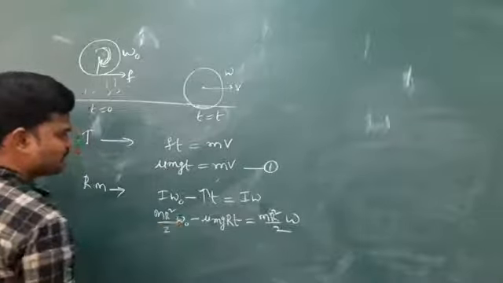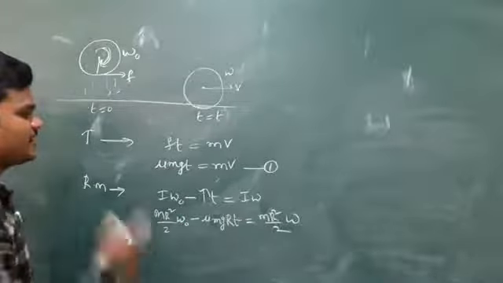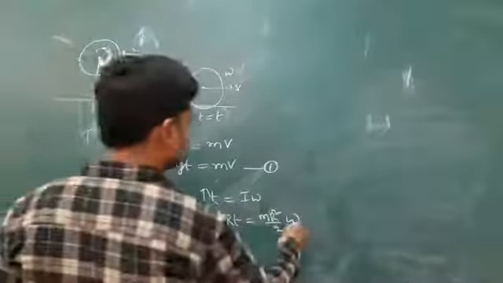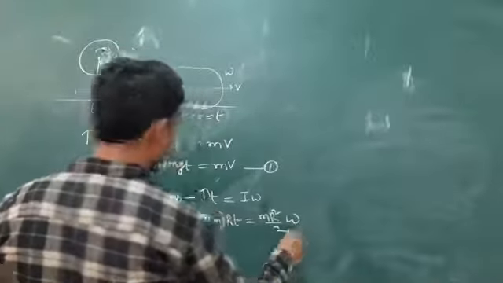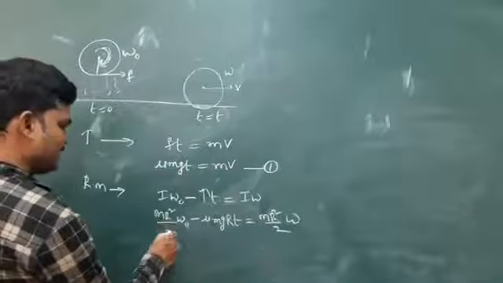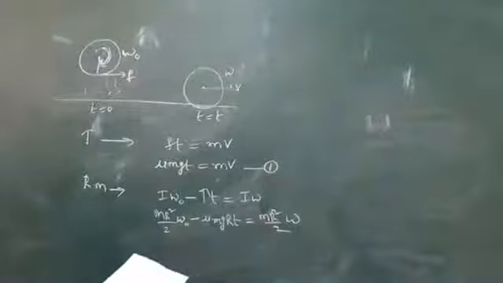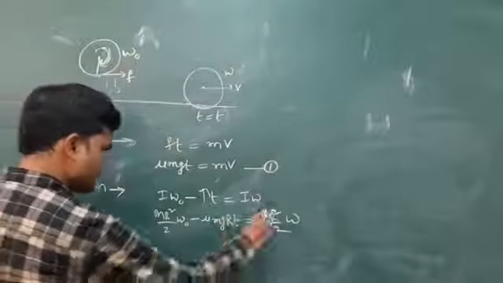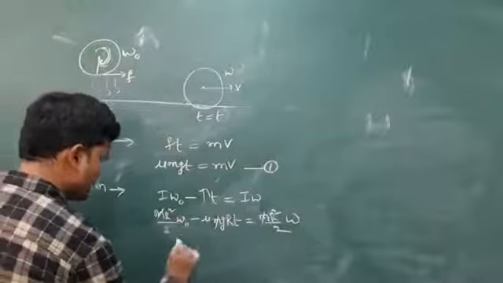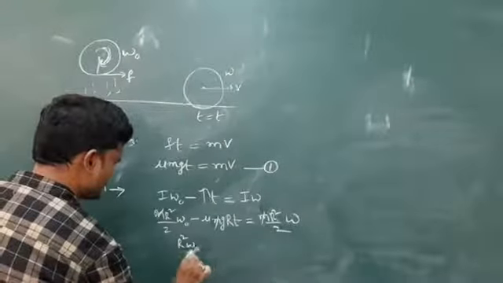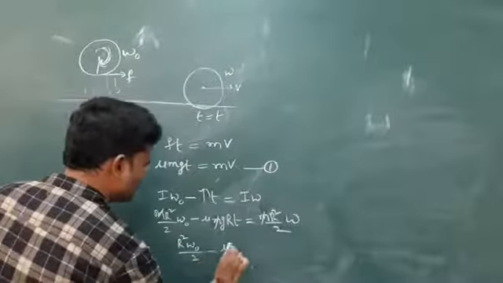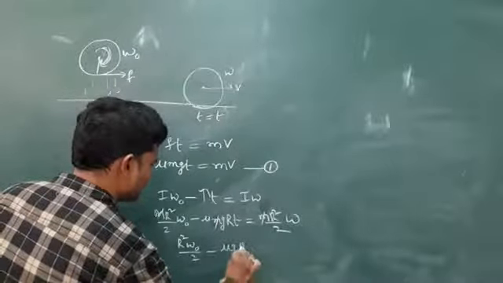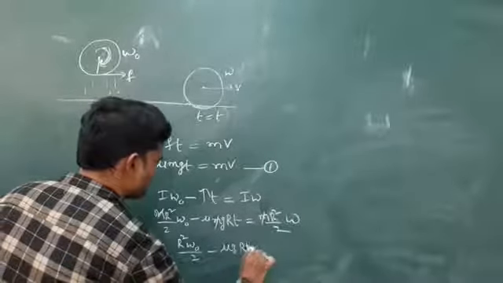So here we can write any one. So this final omega we can write as v by r. So if I write v by r, one r is there. So m everywhere gets cancelled out. r square omega naught by 2, mu g r t.